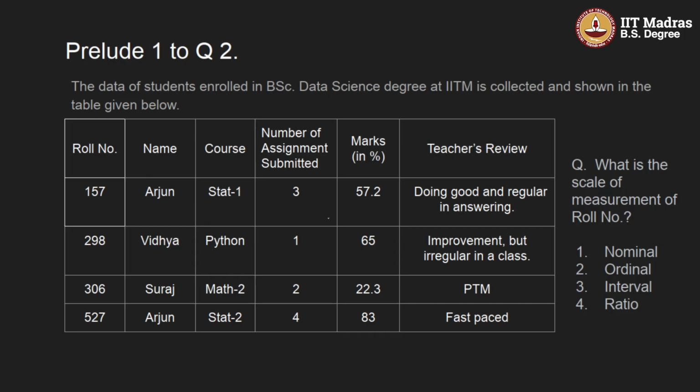Now the next question is, the data of students enrolled in BSc Data Science degree at IITM is collected and shown in the table given below. The question is, what is the scale of measurement of roll number? Nominal, ordinal, interval or ratio?